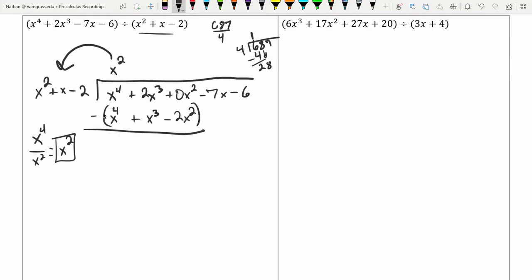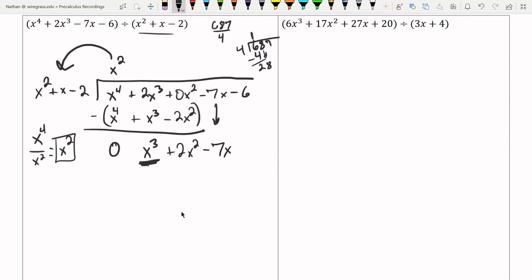Okay, now x to the 4th minus x to the 4th, we're going to always subtract just like we subtracted here. This gives us a 0, and you should always expect the first column to cancel. Then 2x cubed minus x cubed is 1x cubed. 0x squared minus a -2x squared is plus 2x squared. Bring down the next term and then restart the process.